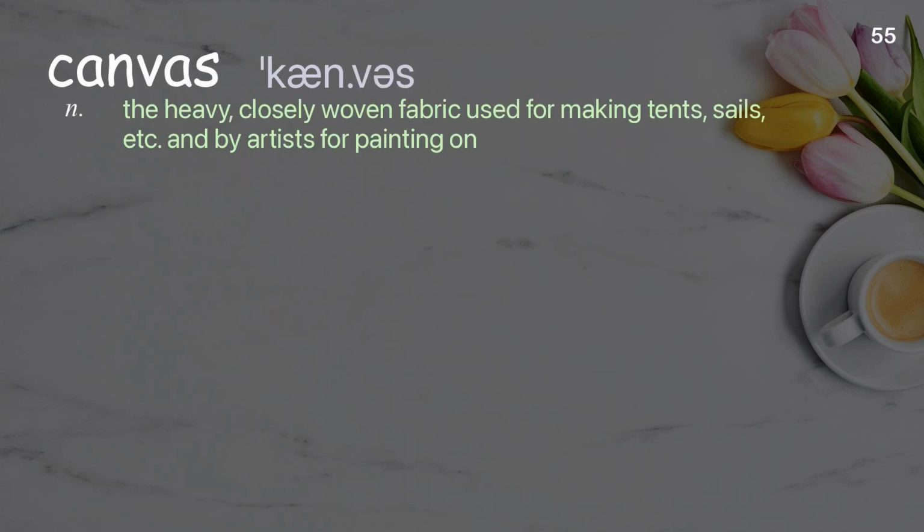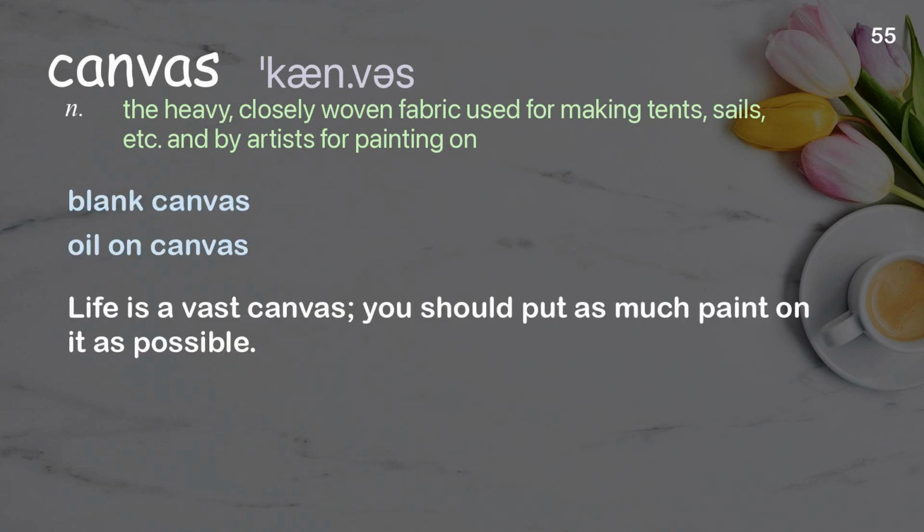Canvas. Heavy closely woven fabric used for making tents, sails, etc., and by artists for painting on. Examples: Blank canvas. Oil on canvas. Life is a vast canvas, and you should put as much paint on it as you can.